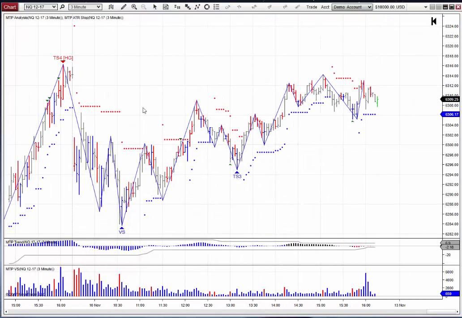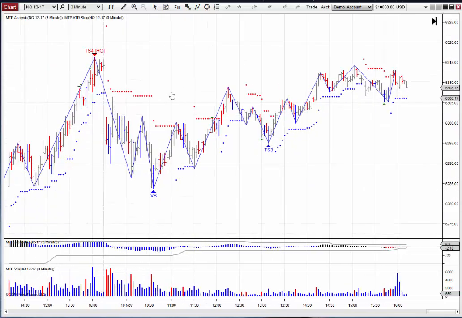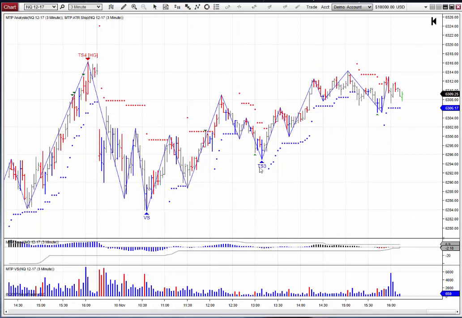Today I'm going to use our NinjaTrader 8 add-ons. You can see here's our NinjaTrader 8 chart with our MTPredictor add-ons on it. This is a 3-minute chart of the NQ, and as you can see we have our automatic setups on the chart. The setup I want to look at is this VS setup here.